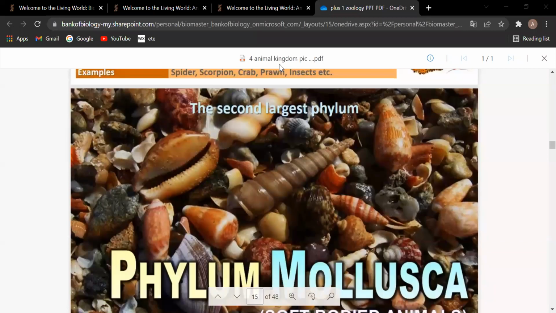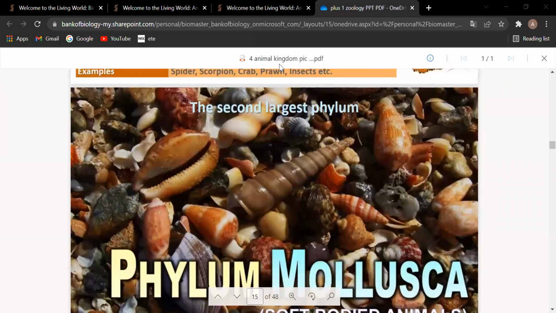Then we go ahead with the next one. That is going to be the second largest among the animal kingdoms. That is going to be your Mollusca. So very clearly you can see these mollusks. You might have seen these whenever you go to a beach.